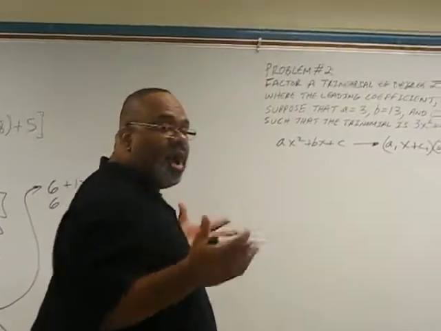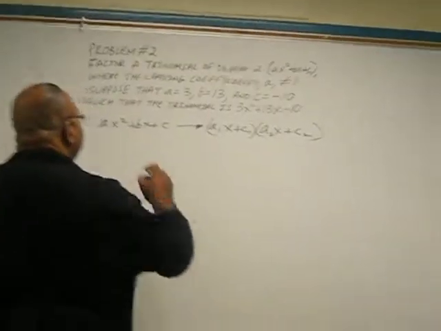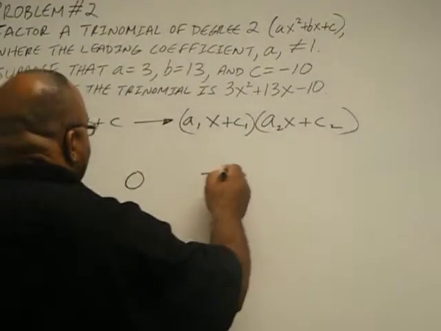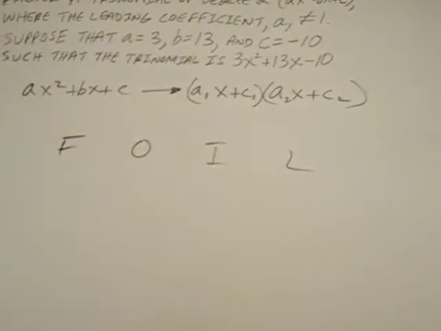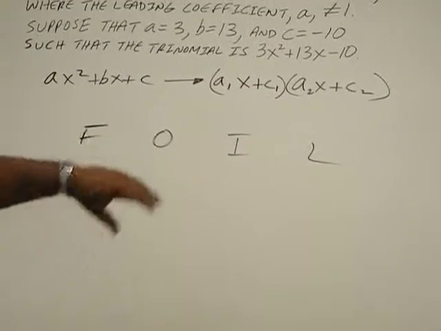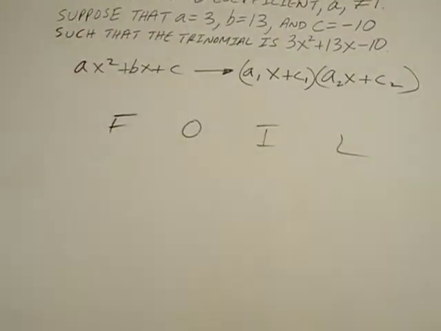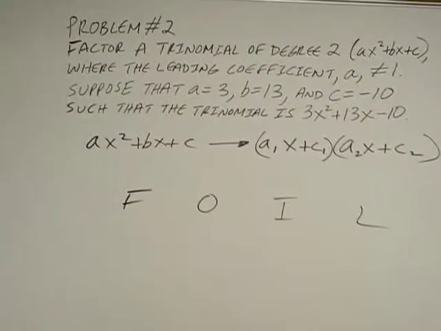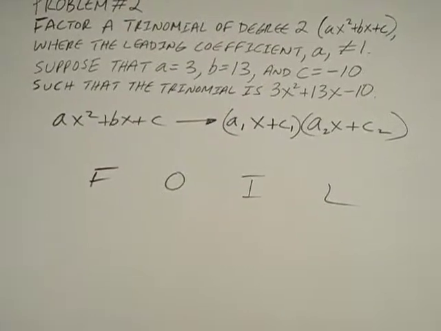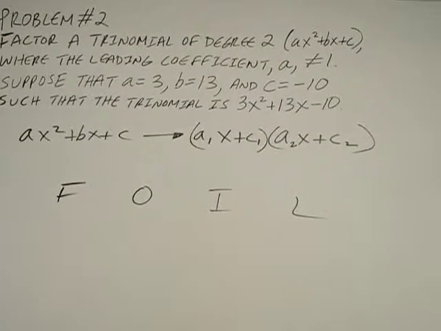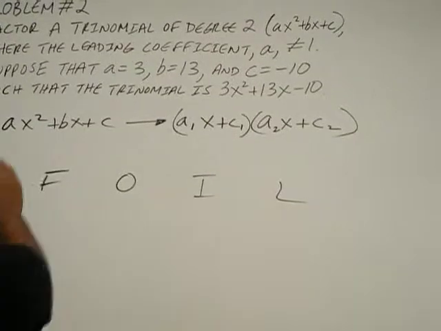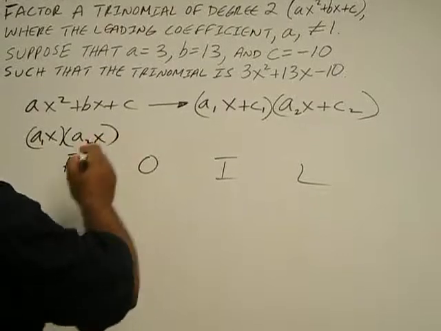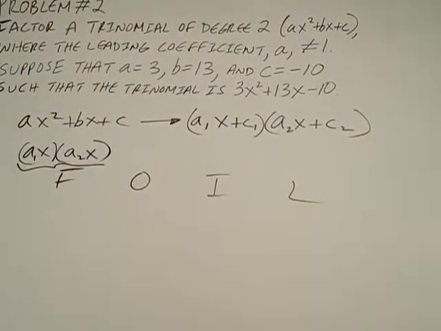So let's look at a model for the FOIL method. F-O-I-L. FOIL stands for first, outer, inner, and last. So if we were to remultiply our binomials together, the 2 first terms would be a1x and a2x. We're going to multiply those together. So a1x times a2x, that should give us f.